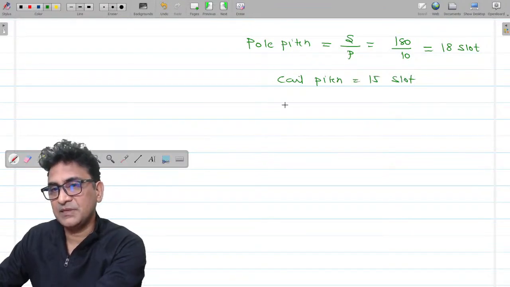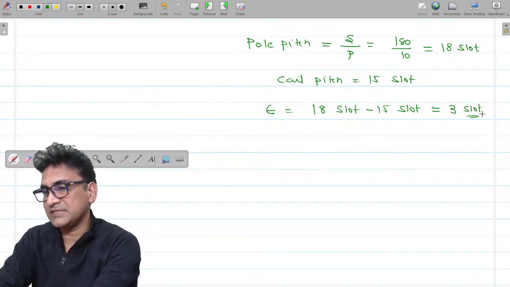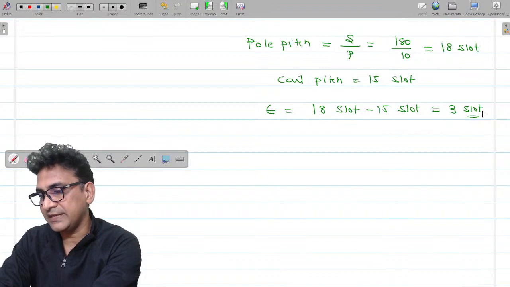It is given. So what is the chorded angle? It is 18 slot minus 15 slot. So the chorded angle is equivalent to 3 slot. In terms of slot, we just found the value of 3 slot. It is a chorded angle.